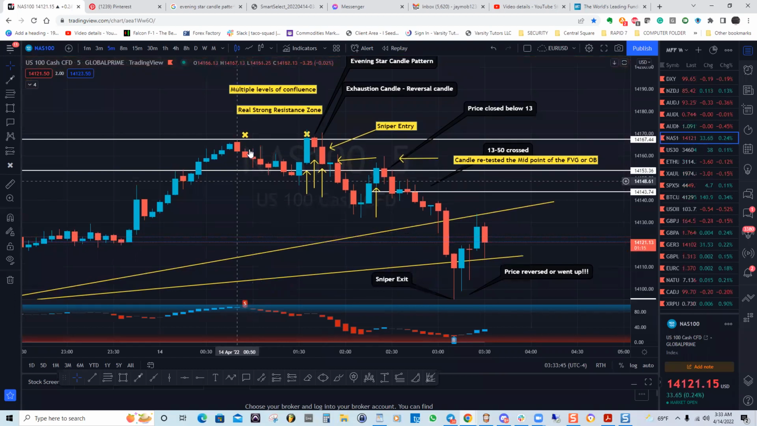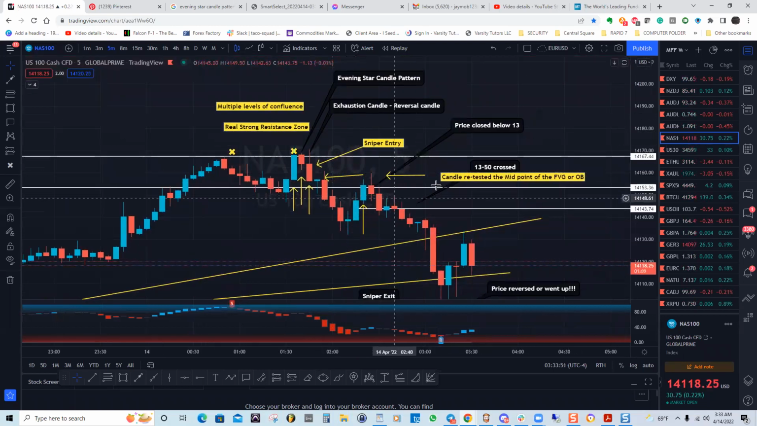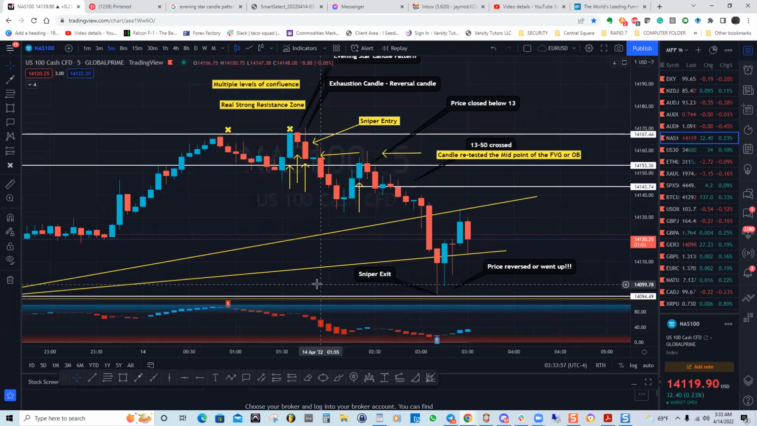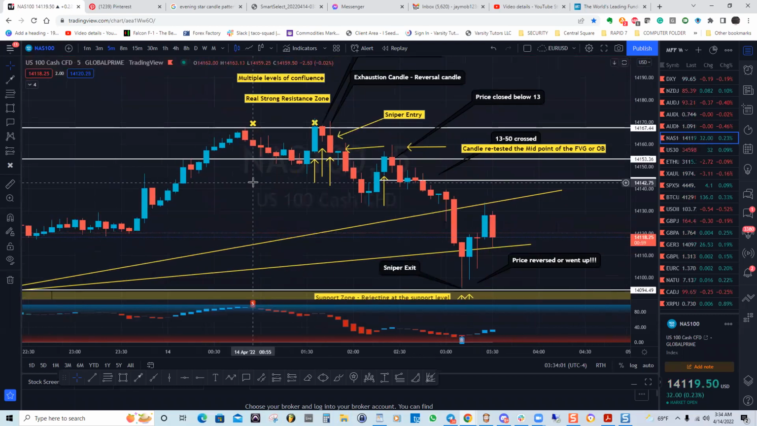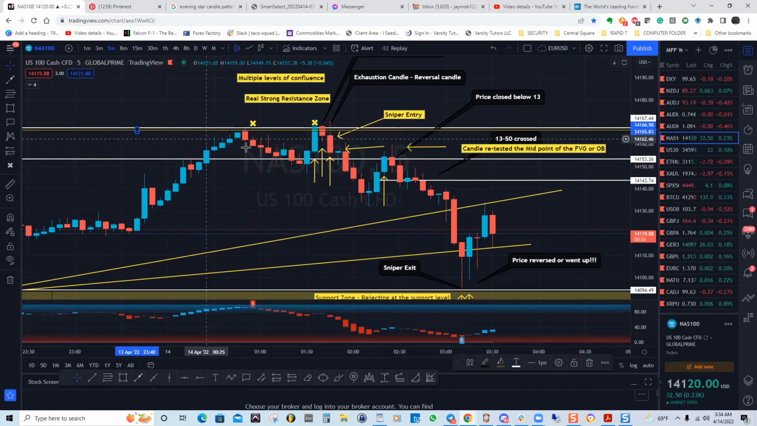Straight price action. You see, double top up here. This is a sniper entry, strong resistance zone, exhaustion candle. I got no crossovers. You don't see any midpoints, no FVGs, no order blocks. But you see that I've got a support zone here. You see I got a resistance zone up here. Let me draw it in real quick for you. Resistance right here. Boom. Resistance right there.